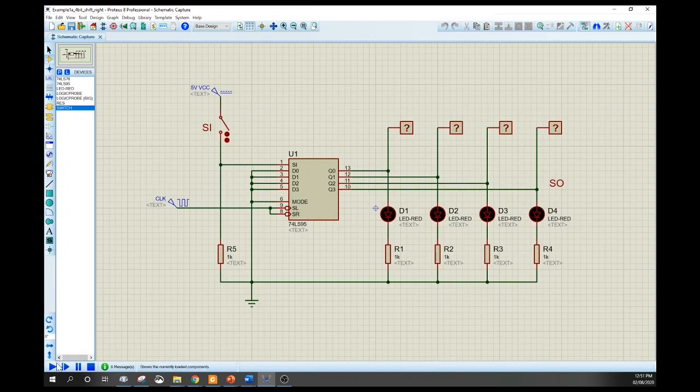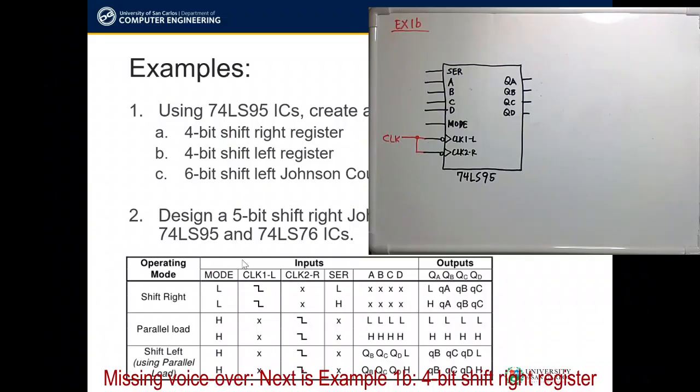So let's run the simulation. We have here logic zeros as seen here, and the LEDs are not turning on. Here we can see that the clock inputs are receiving clock pulses from the clock source. The moment we close the switch, we are shifting in 1 into our circuit. And if we open the switch again, then we are shifting in zeros. And since we only need 4 bits, then one 74LS95 IC is sufficient.